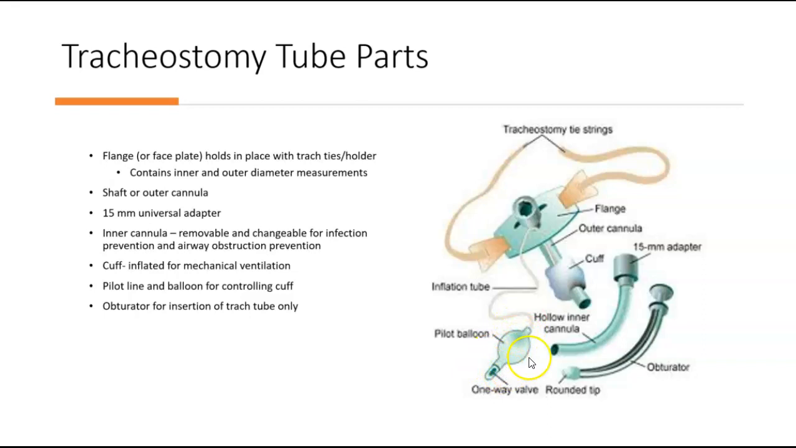And there's always a one-way valve inside these pilot balloons to make sure that the air doesn't leak back out. Finally, we have something called an obturator. This is like the stylet that we talked about in endotracheal intubation. This obturator is placed inside the tracheostomy tube, and it has a rounded tip that sticks out the end. This helps for insertion of the trach tube only. So you use this just for inserting the trach tube. Once the trach tube's inserted, you pull out the obturator just like you would pull out the stylet for endotracheal intubation.